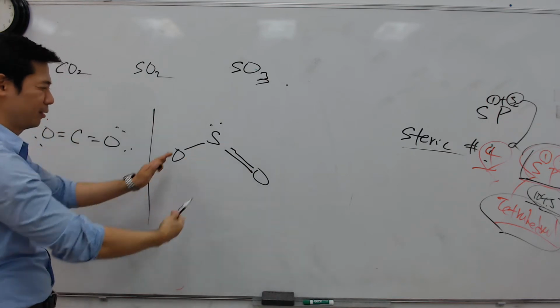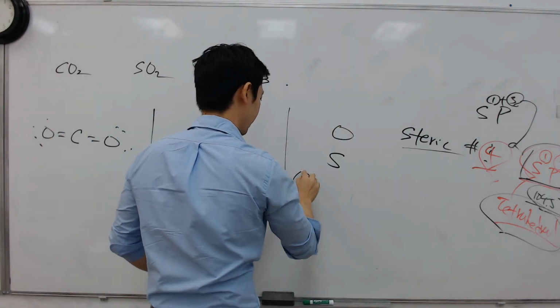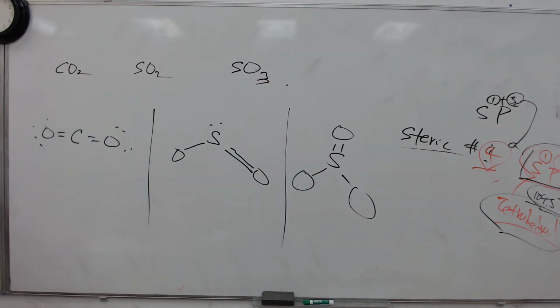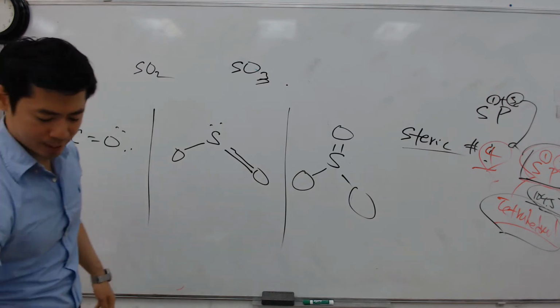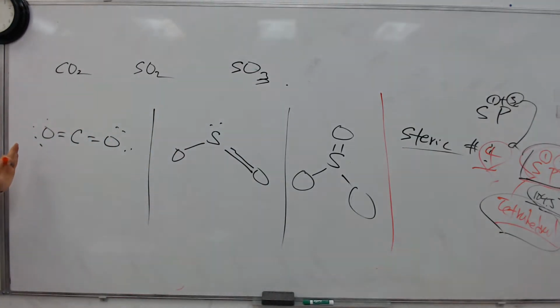So even the resonance, I'm not really interested in that right now. And this one, sulfur trioxide, that's what it looks like. So let's figure out their hybridization and their shape, okay? Let's take a look at carbon. Carbon, the central atom, is surrounded by two of these.